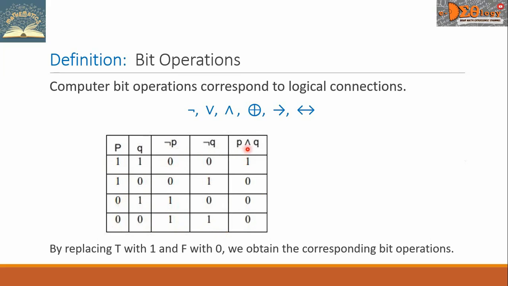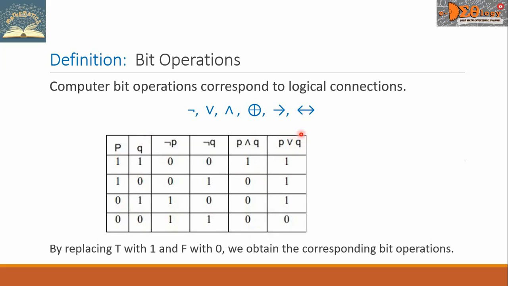Next, P and Q. So 1 and 1 is 1. 1 and 0 is 0. 0 and 1 is 0. 0 and 0 is 0. The value is only 1 when both P and Q are 1.